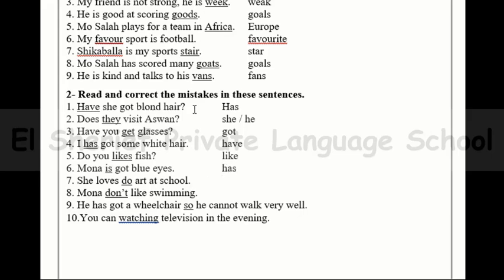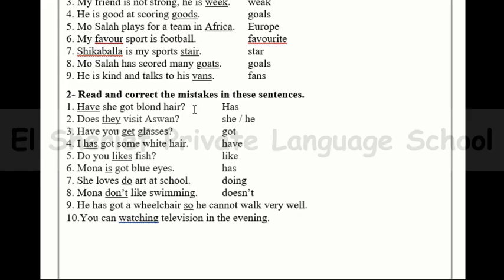Number 7: She loves do art at school, and the answer is going to be she loves doing art at school. Now let's move on to number 8. Mona don't like swimming. So it must be Mona doesn't like swimming.